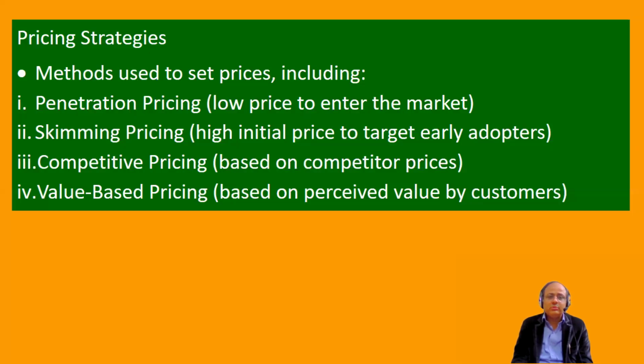Now, moving further onto the pricing strategies, let's talk about the different methods which are used to set prices. The first method is penetration pricing. Penetration pricing means you try to keep the pricing low so that you can penetrate the market, maybe a rural market or a market at the bottom of the pyramid, which helps you improve your sales revenue. Skimming pricing is where you keep your pricing high at the initial stage of the product life cycle, target early adopters, and gradually load on the prices.